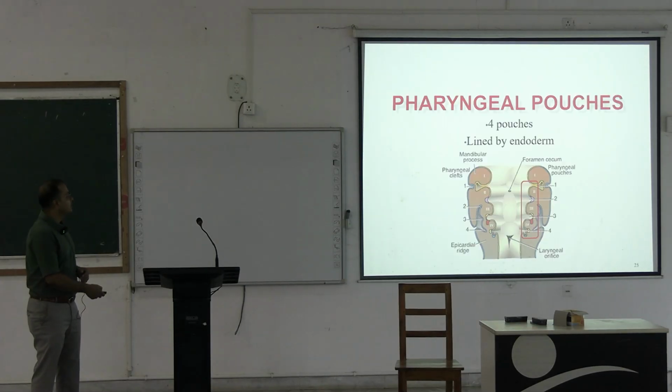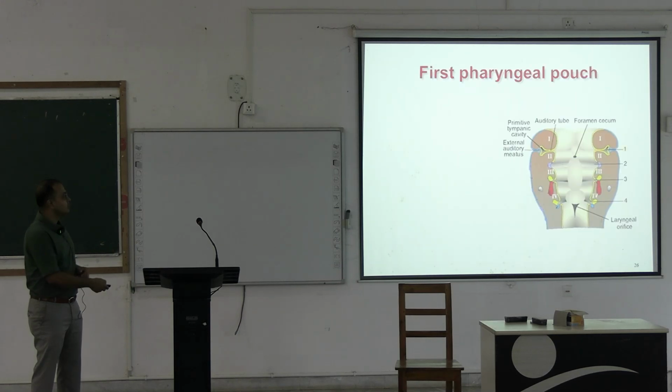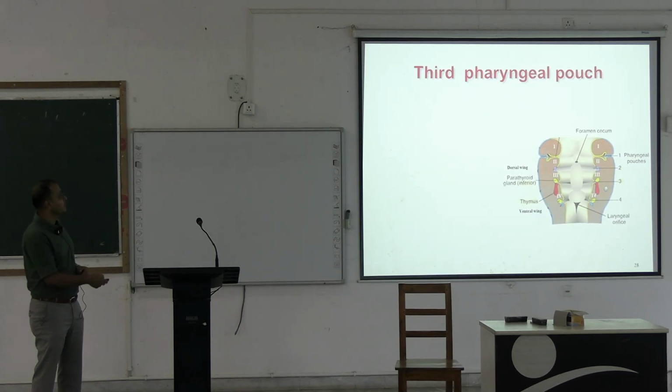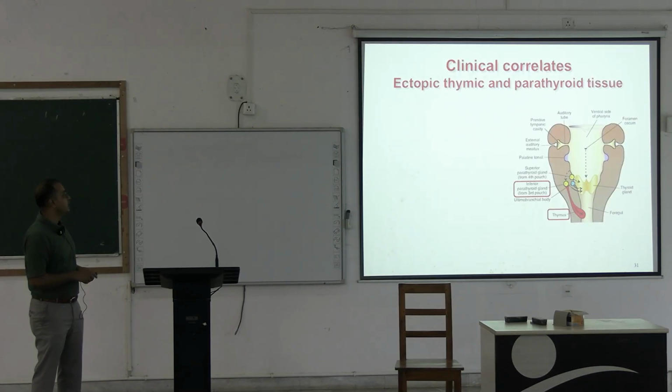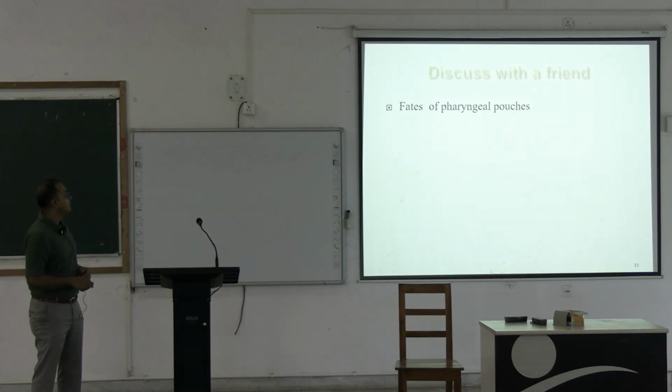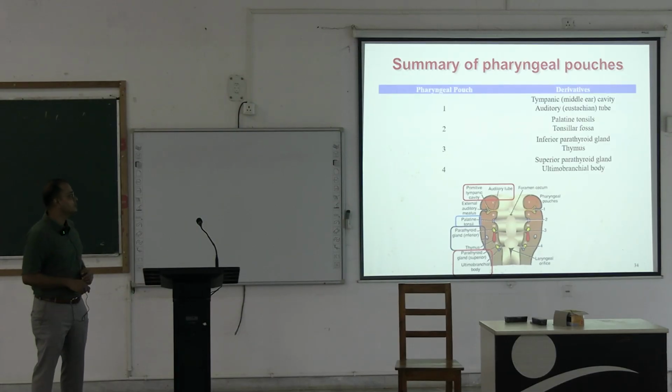Now we are moving to the pouches. We have four pouches. Again, this is important for MCQs, so you have to keep the fate of each pharyngeal pouch in mind: 1, 2, 3, 4. Of these, the third and fourth pharyngeal pouches are important for us, as they develop into the parathyroid glands. The third gives the inferior and the fourth gives the superior parathyroid gland.